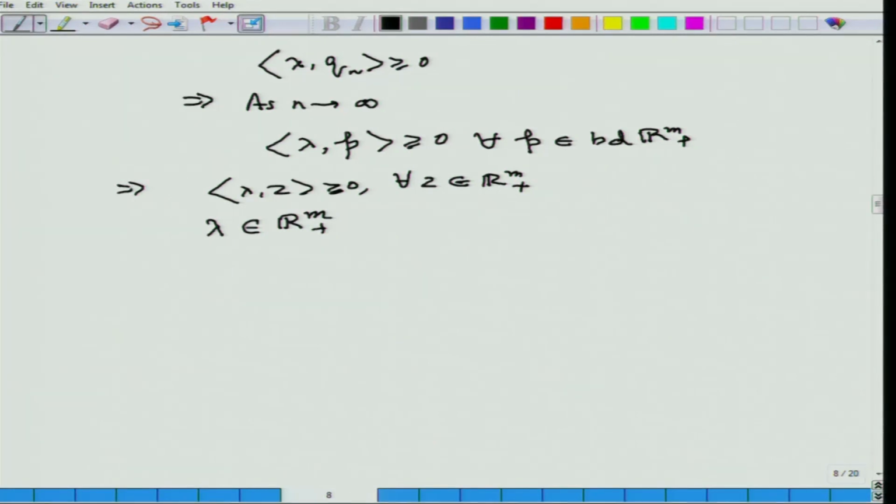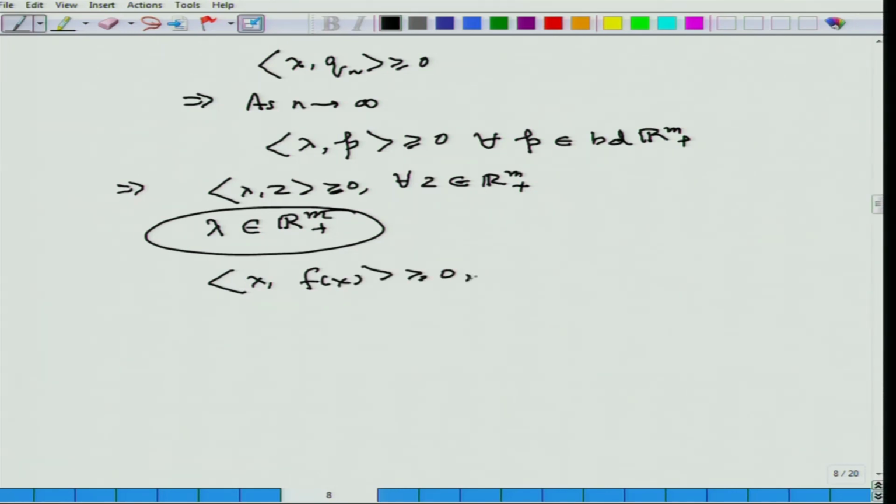So, it is making an acute angle, so it must itself be in R m plus. That is exactly what we have proved. We have proved that lambda is in R m plus, and also we have proved that lambda of f x is greater than or equal to 0 for all x in R n.